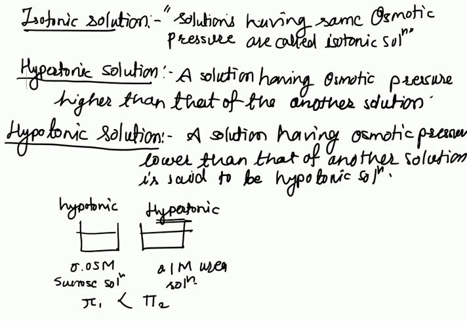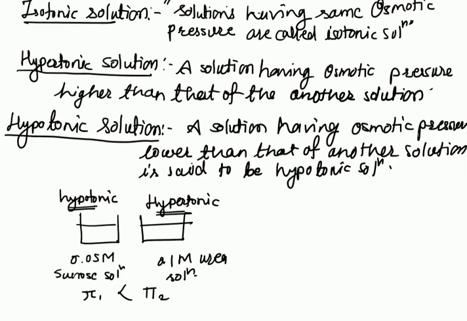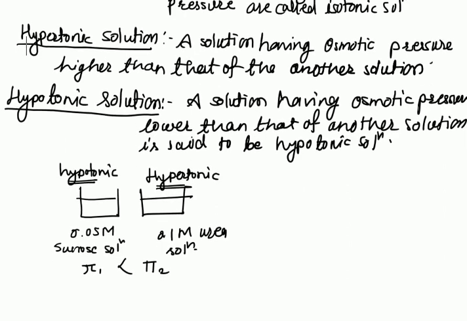Because the osmotic pressure of the urea solution is greater than that of the sucrose solution, and the osmotic pressure of the sucrose solution is less than the hypertonic solution, so it is hypotonic, and likewise. Then, laws of osmotic pressure.